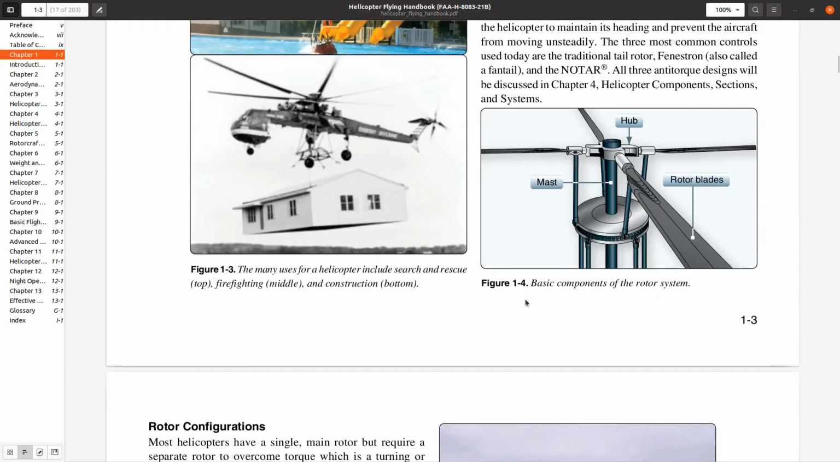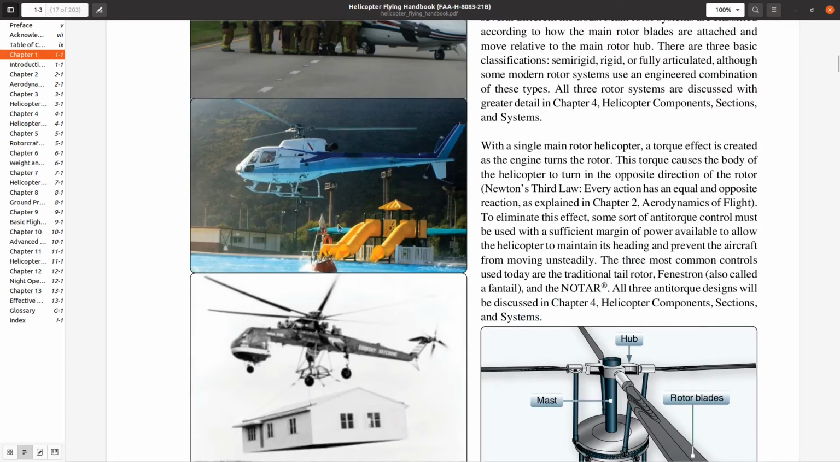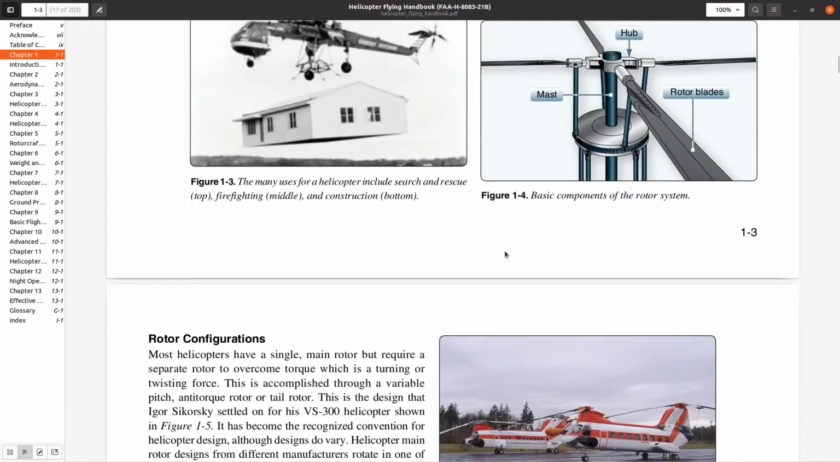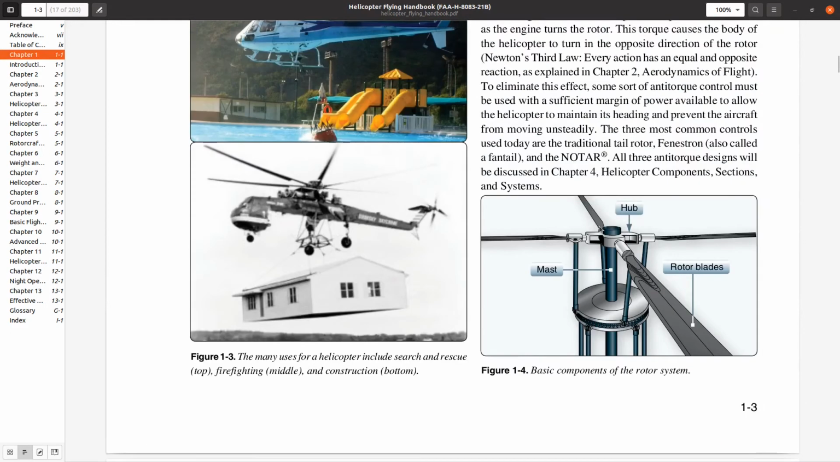So looking at your helicopter, you have things like this sky crane, it's lifting a whole house. You've got firefighting helicopters getting water. Of course, you have medical evacuation helicopters. So what are the basic components? We already said you've got your rotor blades. You're going to have 2 to 5 typically of these things. And they're connected to the mast, the part that spins, by a hub.